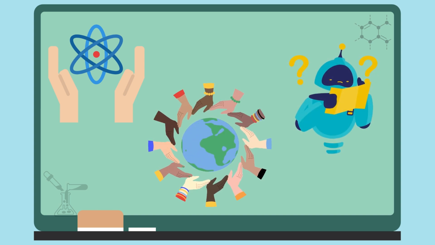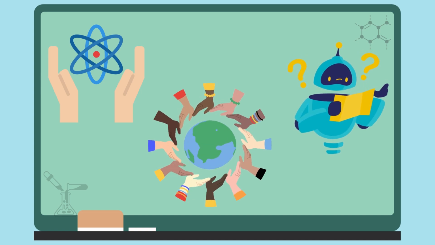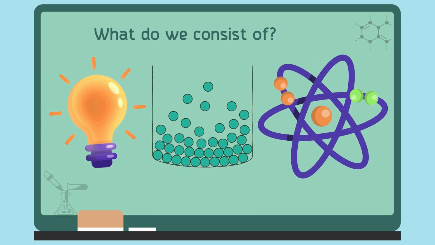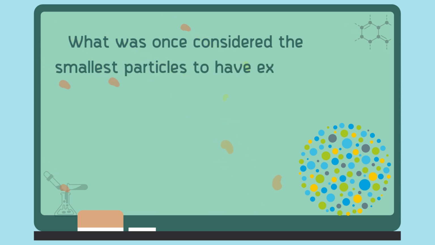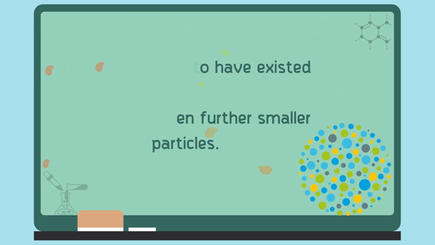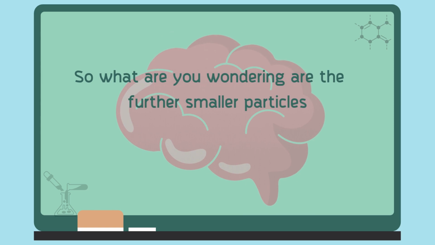Have you ever wondered what all of these things, everything around us, including us, is made up of? What do we consist of? So, let's think about it a little deeper. Everything that is made in this world consists of atoms. What was once considered the smallest particle to exist has now been found to consist of even smaller particles. So what are the further smaller particles forming the atom?